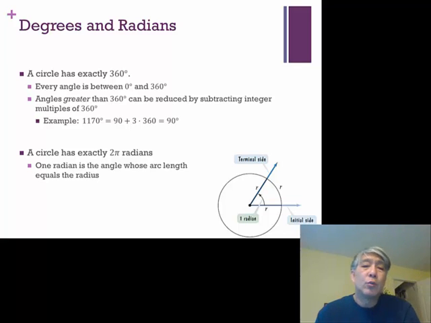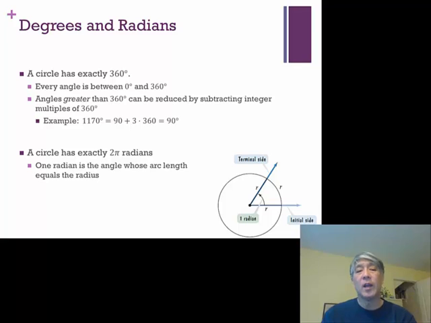Angles greater than 360 can be reduced by basically subtracting integer multiples of 360 degrees. So for example, if I had an angle of 1170 degrees, that's basically 90 plus 3 times 360. So I can reduce it by subtracting all those 360s to get a 90 degree angle.